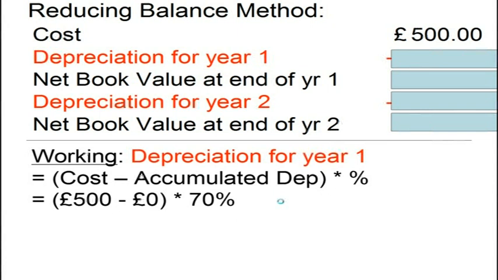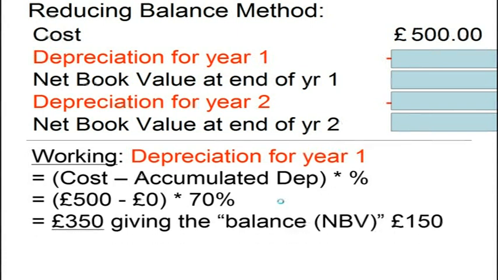So year 2, now this is where students need to apply the same method. This is why I wrote the first one the way I did. So in year 2, what are we going to find 70% of? Is it 70% of £500 or a different number? Well, it's 70% of the net book value for the previous year.